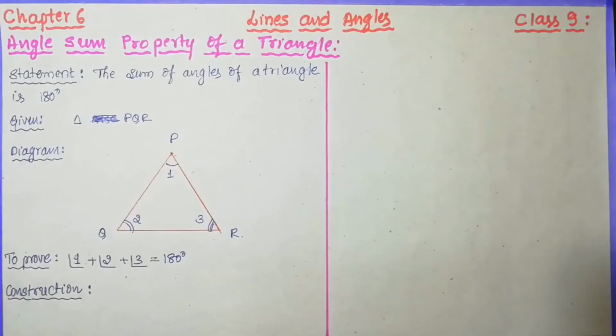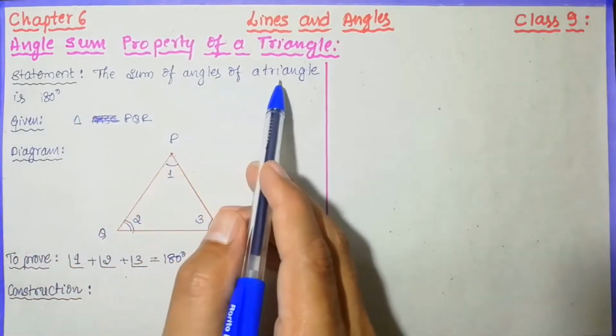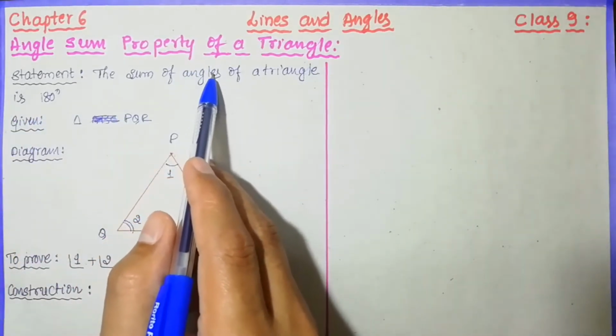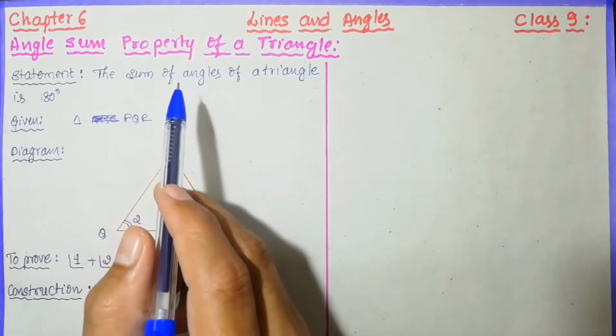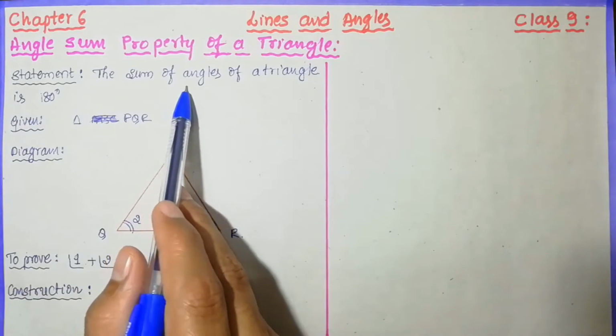Now first let us see the angle sum property of a triangle, what it says, and how to prove the statement of this theorem. It is given as a theorem, and I have already written the statement: the sum of angles of a triangle is 180 degrees. These are the interior angles, meaning the angles present inside the triangle.